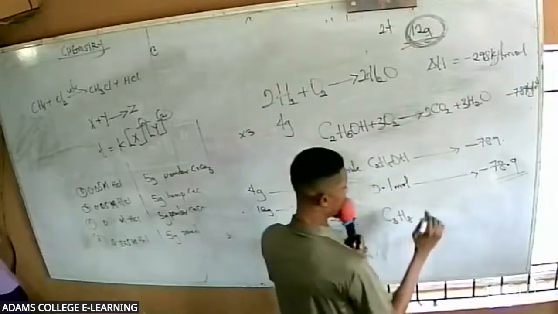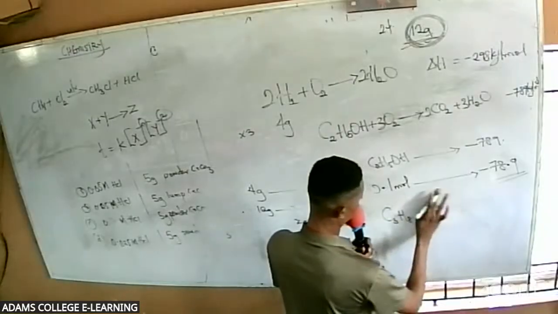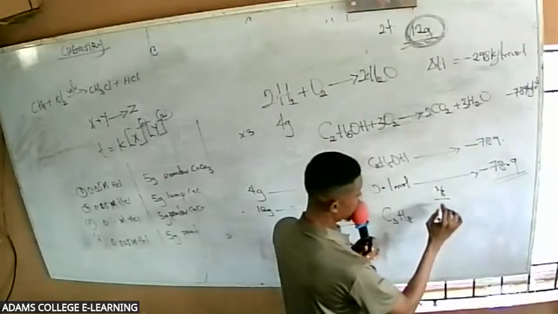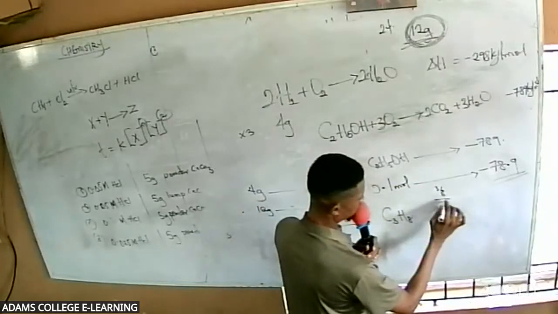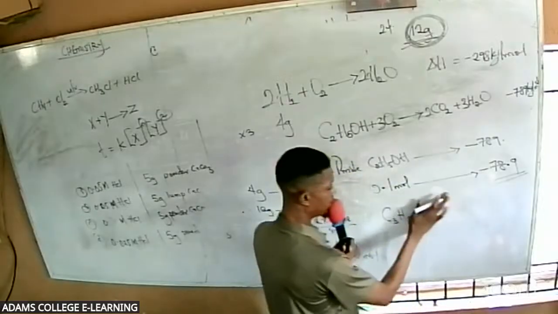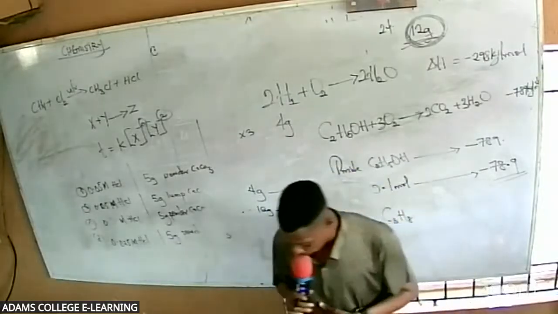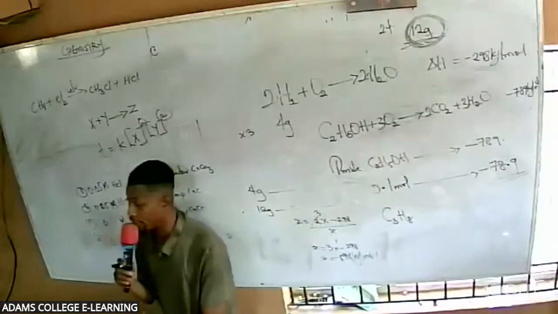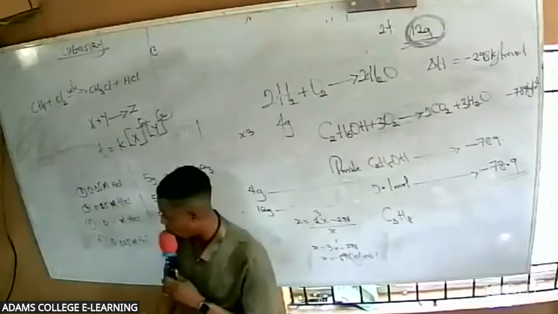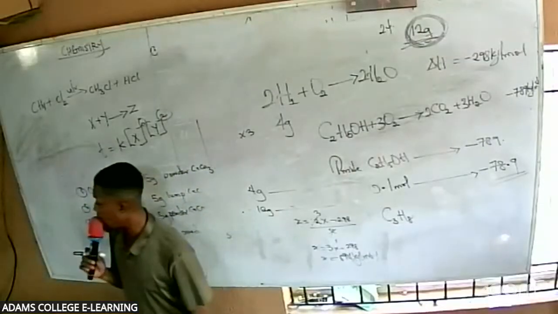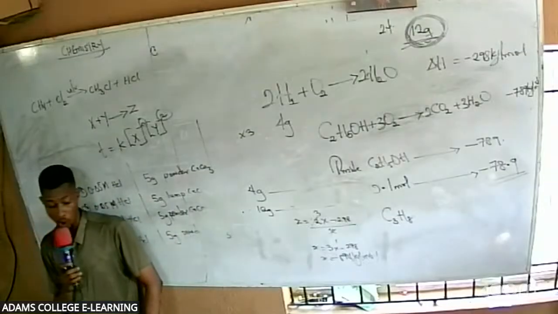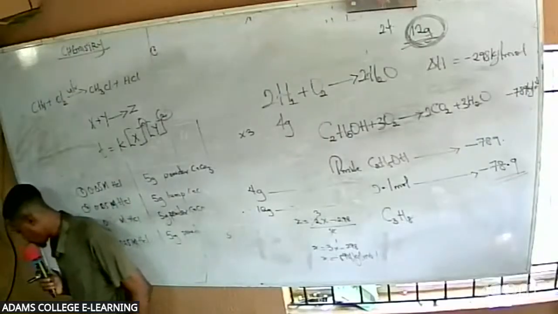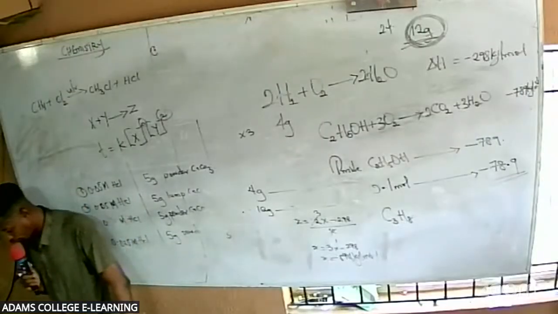So we have to calculate the amount of heat liberated by 4.4 gram of propane. Calculate the amount of heat liberated by 4.4 gram of propane.